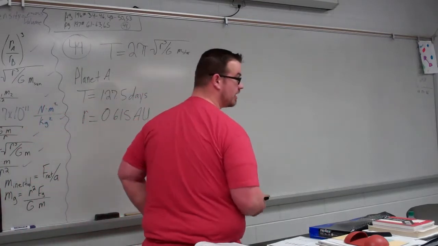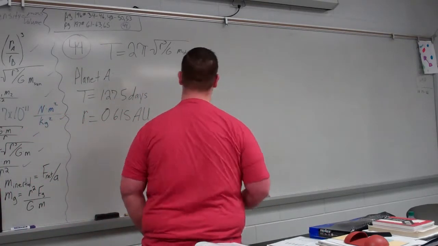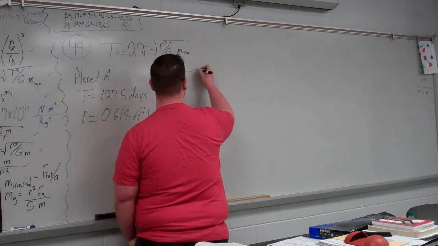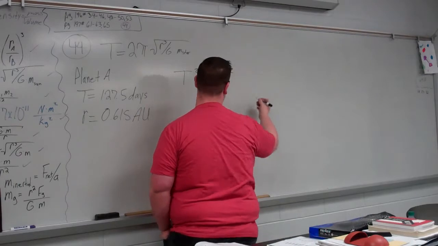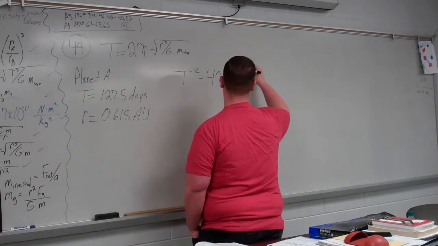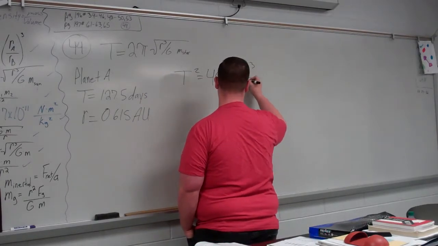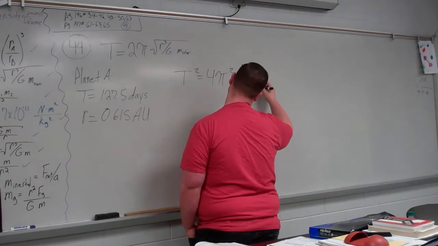You're just going to square everything. I'm just going to jump. If you got a question, just ask. So, period squared equals 4 pi squared times radius cubed over gravitational constant times the mass of the star.